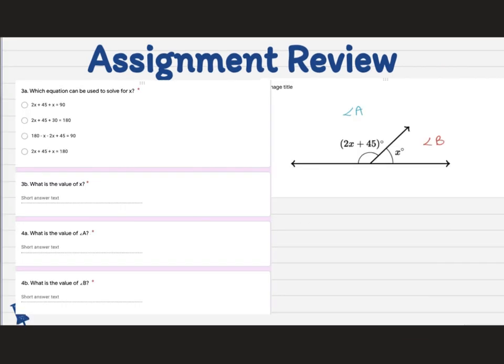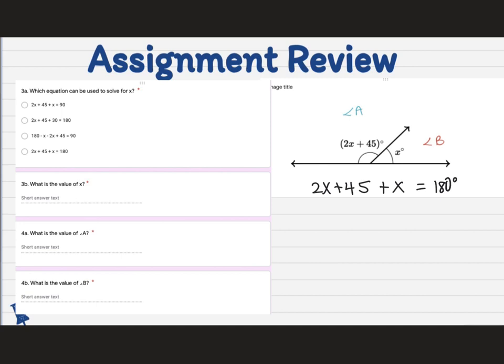All right, for our next question, we have a supplementary angle, which means that it is equal to 180 degrees. So when I'm setting up my equation, I set it equal to 180. So just like before, I'm going to take my first angle, which is 2x plus 45. I'm going to add my second angle, which is x, and I set it equal to 180. So our equation is 2x plus 45 plus x equals 180.